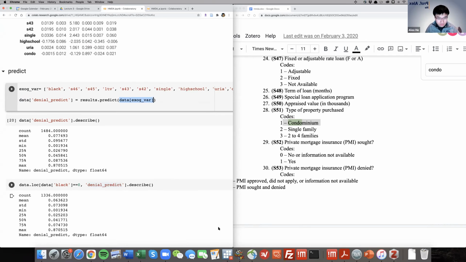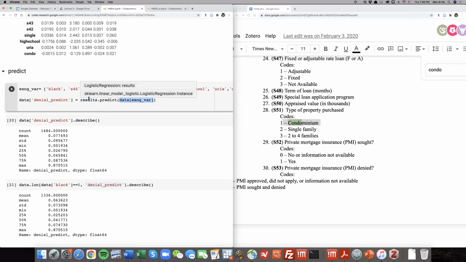Okay, let me try to explain. You can put anything here. This part that I'm highlighting, you can put anything. It doesn't have to be the data itself. It can be any value of X, and that will give you a prediction.